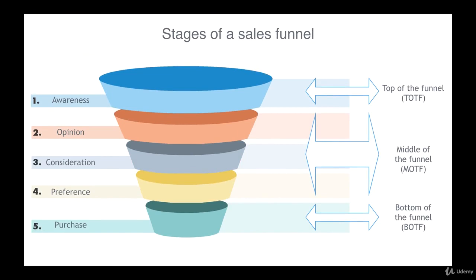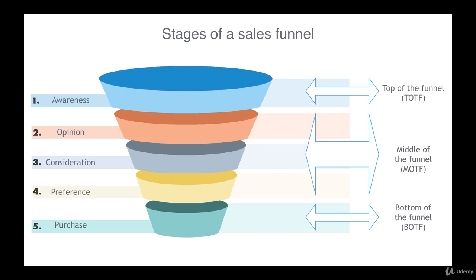So we have again on the left awareness, opinion, consideration, preference, and purchase. We said that people first of all want to be aware of the product. We want to make them aware, then afterwards they create an opinion about the product, they consider it, compare it with other products, and that is then actually also the preference. And at the end, of course, they are hopefully buying, or they're not buying.